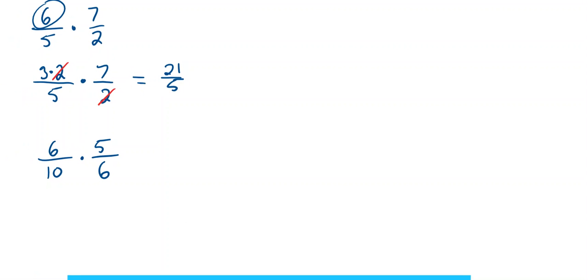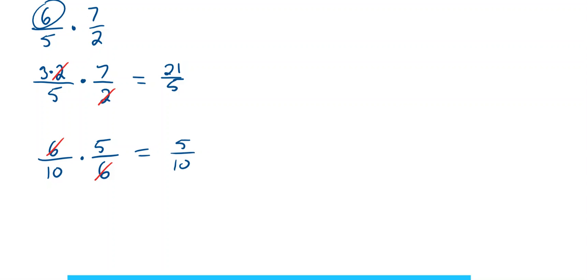All right. So looking at this one, what was the one that jumped out to you guys? Well, I got a 6 on the top. I got a 6 on the bottom. What can I do right off the bat there? Let's cancel, right? There's 6 on the top, there's 6 on the bottom, they cancel. That's really 1, right? When I say cancel, 6 over 6 is 1. So now we're just left with 5 over 10.